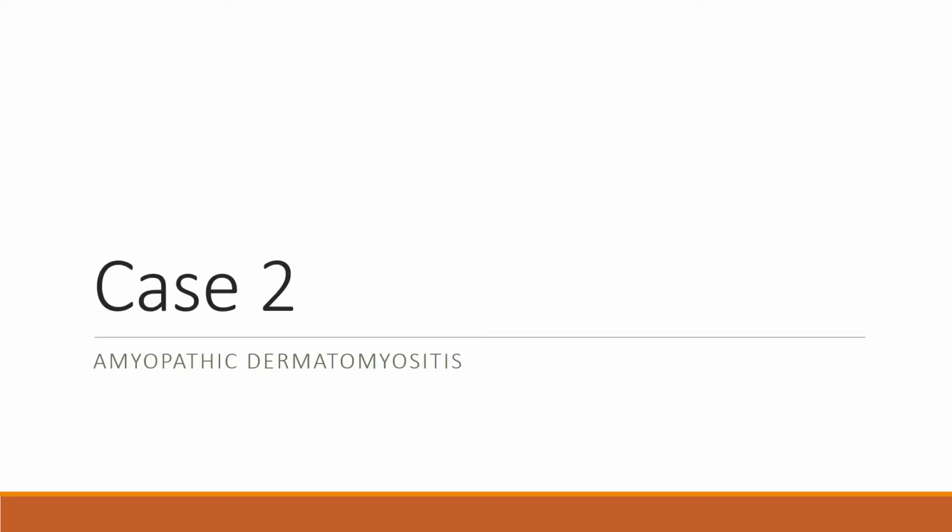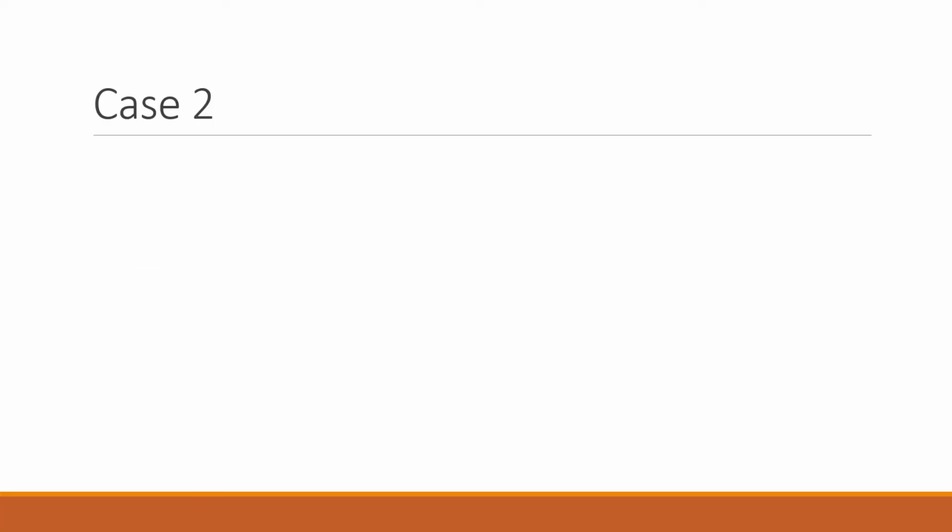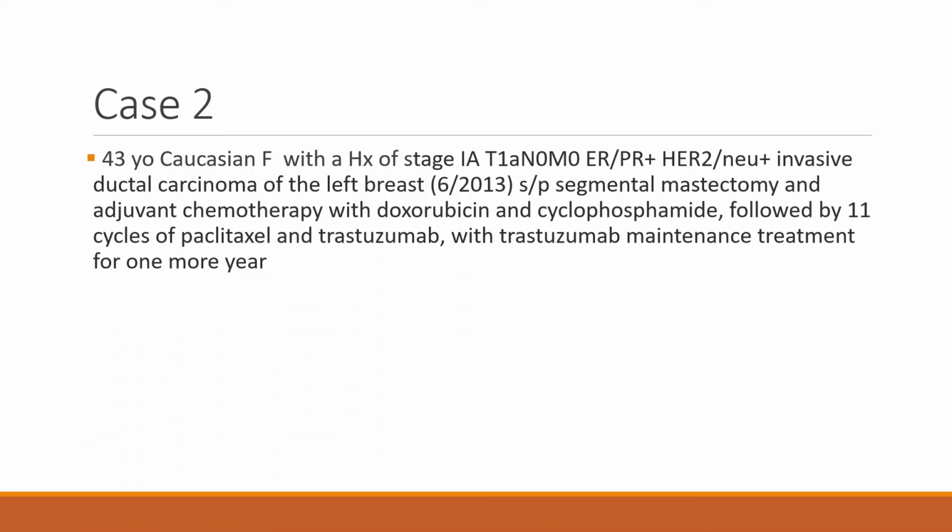The second case that I'm going to be presenting today is a case of amyopathic dermatomyositis associated with aromatase inhibitor therapy. In this case, we have a 43-year-old female with a history of stage 1A ER-PR positive, HER2 positive invasive ductal carcinoma of the left breast, diagnosed in June of 2013. She underwent segmental mastectomy and adjuvant chemotherapy with doxorubicin and cyclophosphamide, followed by 11 cycles of paclitaxel and trastuzumab, with trastuzumab maintenance treatment for 1 more year.